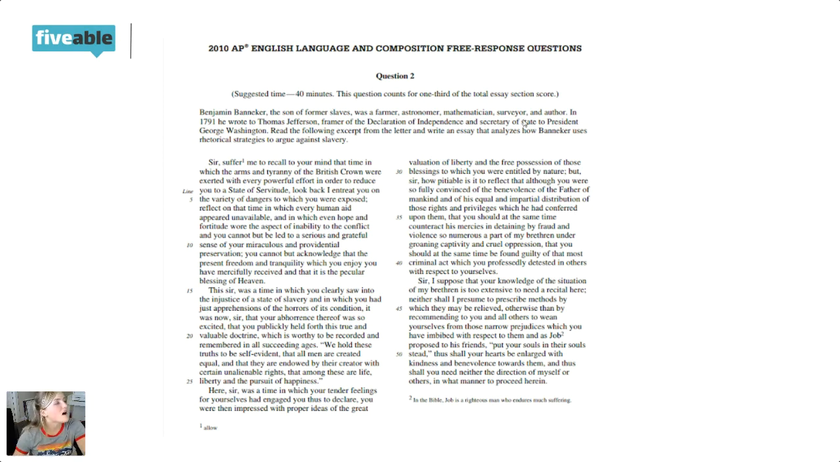It's kind of like the math problems where they give you all this information even though you only need two of the numbers, to kind of trick you. I feel like that's what this introduction is doing. But anyway, in 1791, he wrote to Thomas Jefferson, framer of the Declaration of Independence and Secretary of State to President George Washington. Read the following excerpt from the letter and write an essay that analyzes how Banneker uses rhetorical strategies to argue against slavery.